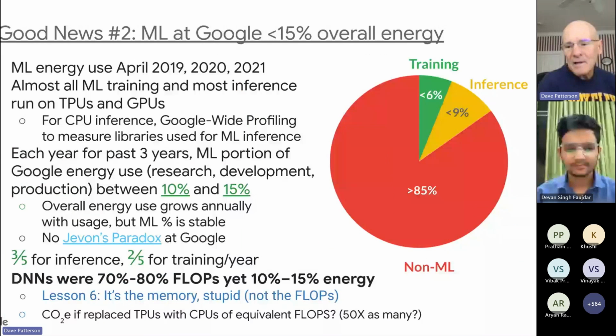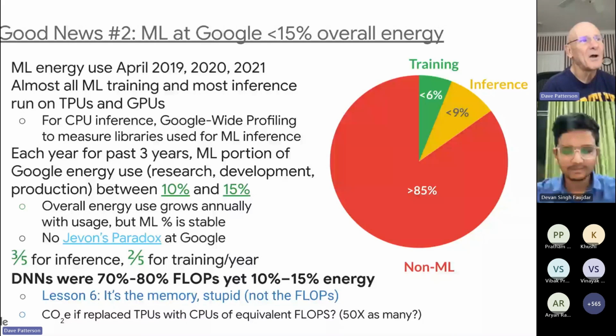Now, when I started giving these talks, people asked, okay, this is interesting, Dave, but how much of Google's energy and carbon emissions goes into machine learning? Because people asked that question, we were able to figure it out. We looked at the same week in April in 2019, 2020, and 2021. How were we able to figure out how much was machine learning? Virtually all of the training and almost all of the inference is on TPUs and GPUs. We also do some inference on CPUs, but fortunately, Google has Google-wide profiling that measures every subroutine you use and how much time you use it over time. That's stored, so we were able to look back in time and figure that out.